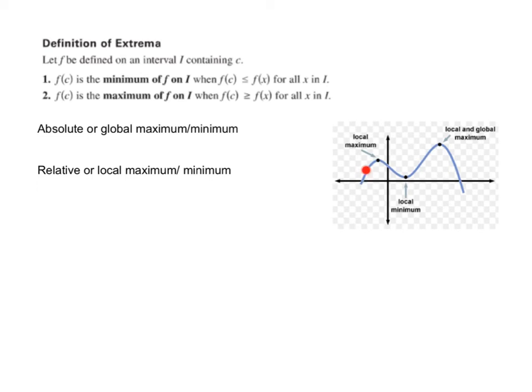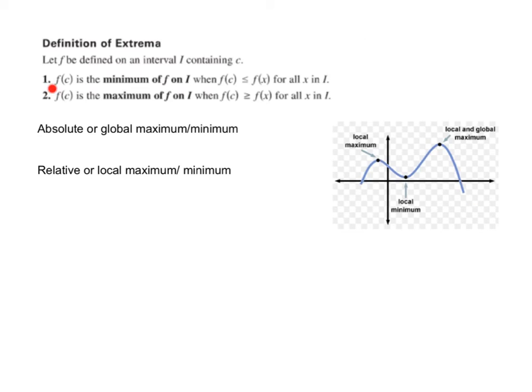So looking here, notice that this is a maximum, but it's not as high as this maximum. This is the absolute maximum over the entire domain that we see, over this interval that we see. This is a local minimum. It's not the lowest. This part goes lower.